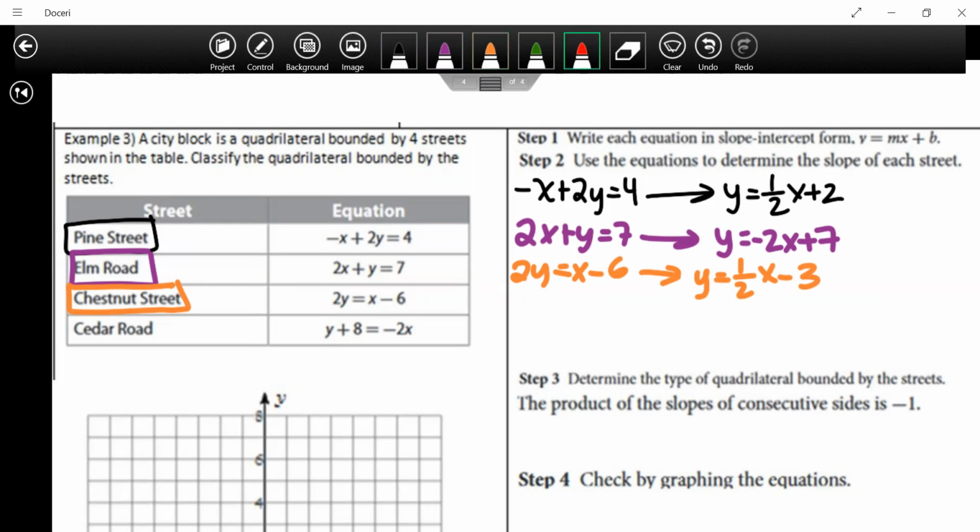And then the bottom one down here, Cedar Road, y plus 8 is equal to negative 2x, will be converted to y is equal to negative 2x minus 8. So they're all in y equals mx plus b form. And we have to be able to graph them.